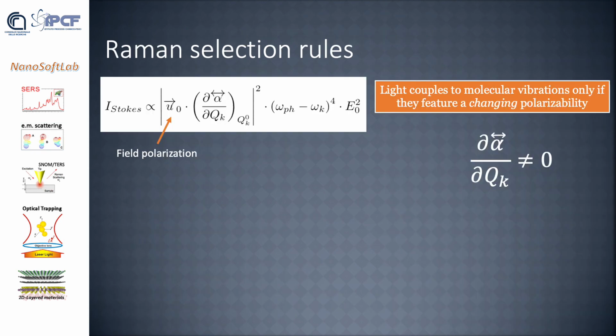If you calculate the intensity of the Stokes, or equivalently of the anti-Stokes modes, we discover that this is proportional to the derivative of the polarizability tensor with respect to the normal coordinate. This means that light couples with molecular vibrations only if the molecular vibrations feature a change in polarizability. So the derivative of the polarizability tensor with respect to the normal coordinate must be different from zero. This induces some selection rules that, as we will see, are complementary with respect to those observed in infrared spectroscopy.